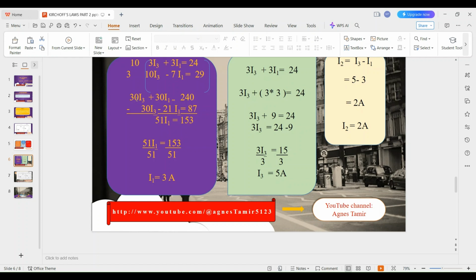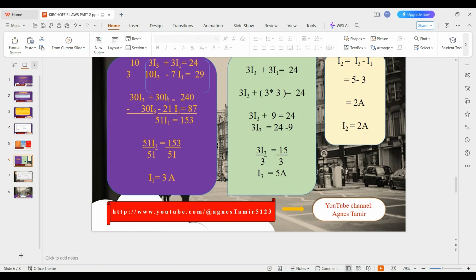So I want to eliminate I3. Here I have positive 30 I3 and also positive 30 I3. I will subtract the two equations for me to be in a position to eliminate I3. So positive 30 I3 minus positive 30 I3 will be equal to 0. Therefore, I will have eliminated I3, and I will be remaining with I1.